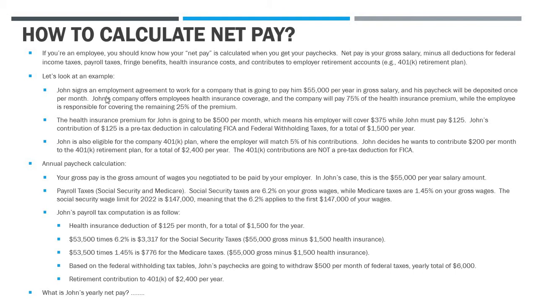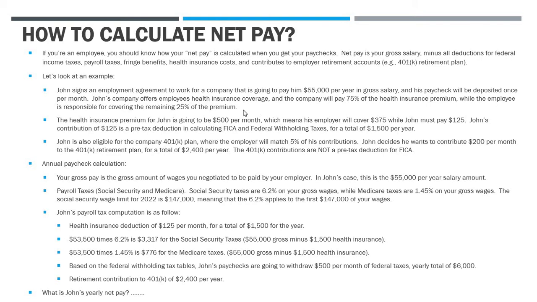We have John signs an employment agreement to work for a company, and they're going to pay him $55K per year. That is his gross salary. And he's going to be paid once per month. So the paycheck is going to be deposited at the end of the month. So he's going to get 12 paychecks or deposits per year.